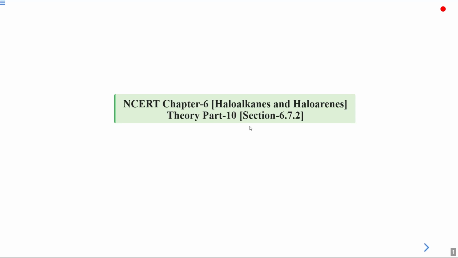As you all know, today we are going to cover theory part 10 of our chapter Haloalkanes and Haloarenes. So let's start with our topic. NCERT chapter 6 Haloalkanes and Haloarenes, theory part 10, and specifically today we are going to cover the section 6.7.2.